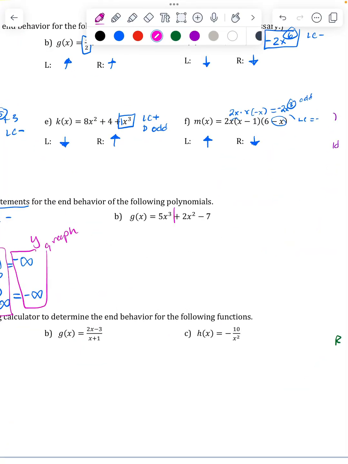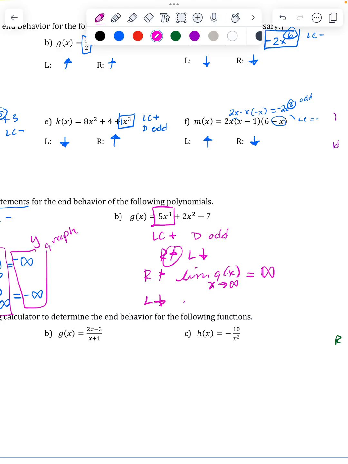Okay, so on this one, this is my leading term. My leading coefficient's positive. My degree is odd. So the right end's going to go up and the left is going to do the opposite. So when I go to write my right end limit statement, I'll say the limit of g of x as x goes to infinity to let everyone know I'm talking about the right end. And since it goes up, I'll use positive infinity over here.